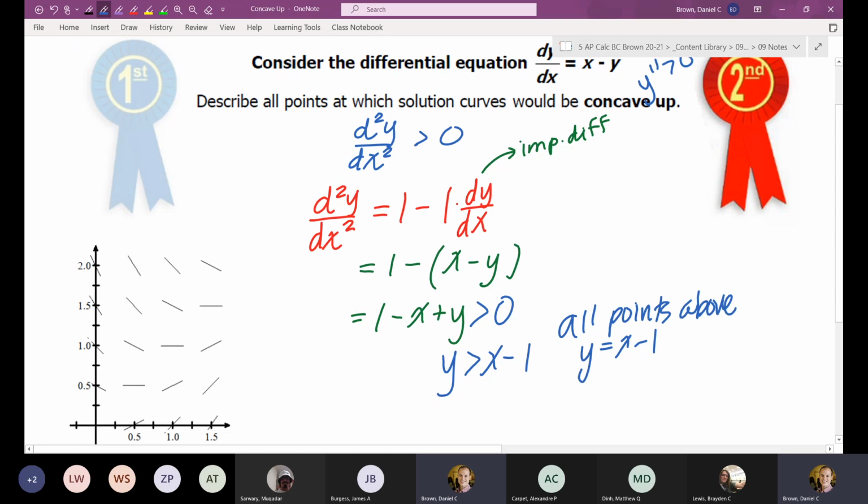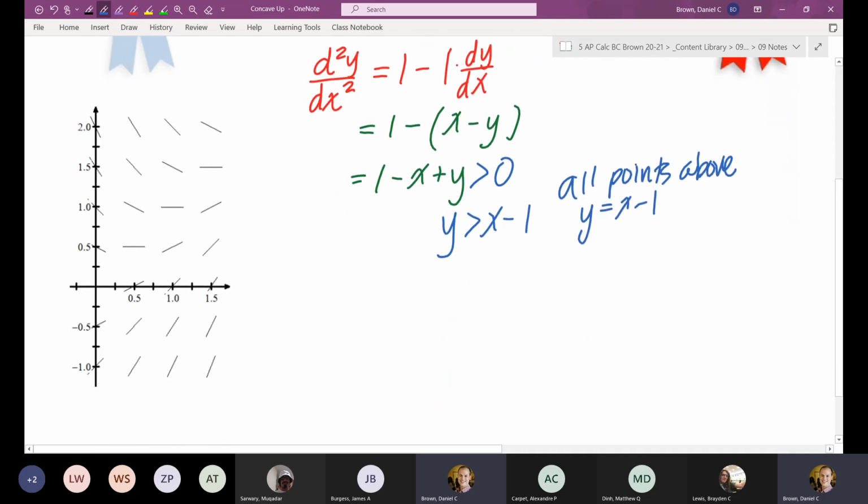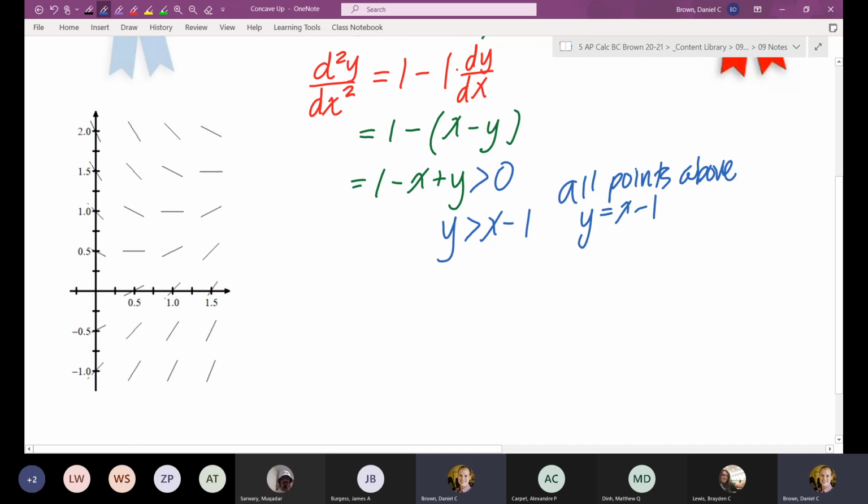Again, on the AP exam, you wouldn't have a slope field to justify your answer. I like how you can see how the answer is true. So what is x minus 1? It's going to be this dotted line. All the points above it, you can see. If you were to draw in just any function, you could follow the slope fields. What do you notice about all the curves above that line? They are concave up. So we can see that our answer is true. All the points above y equals x minus 1 end up being concave up.